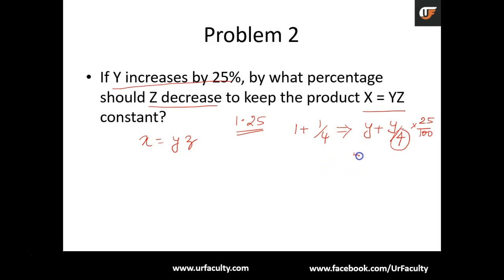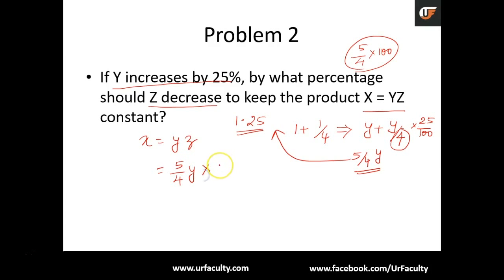And what do we get finally? We get 5 by 4 y. Can you understand what I'm trying to do here? So 5 by 4 y is actually equal to 125%, right? 1.25. How do you do that? 5 by 4 into 100 and you get 125 percent, which is basically 1.25. So this can be represented as 5 by 4 y because y has gone up by 25 percent. Which means y plus y by 4, 25 percent, into some value of k into z should maintain as what?